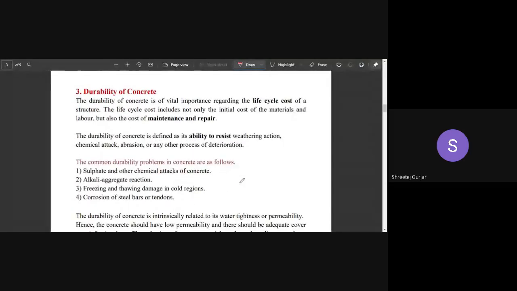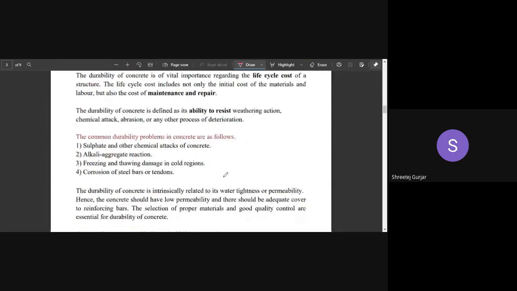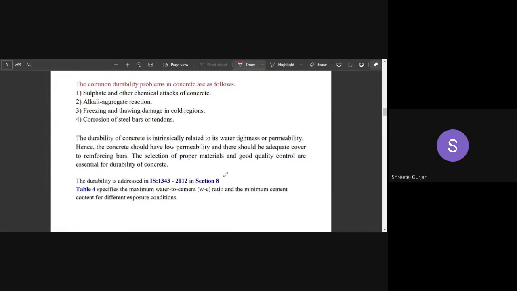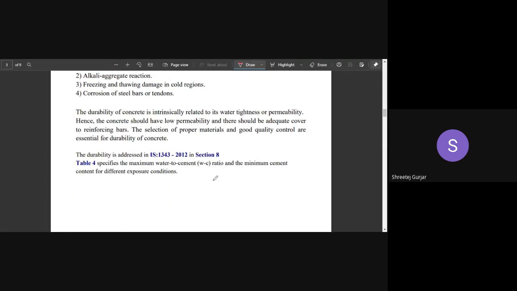Okay. So the next property which we studied was the durability of concrete. Right, we need our concrete to be durable, so that the maintenance and the repair costs are lesser, and the life cycle cost of the structure is lesser. We have studied some problems related to durability in concrete, and I have told you that Section 8 in IS 1343:2012 deals with durability. These are a few important points regarding durability which we have discussed.